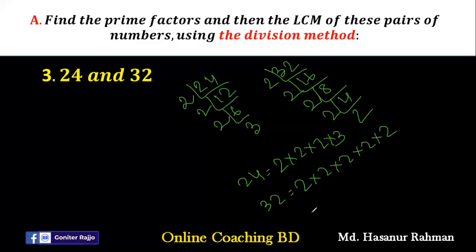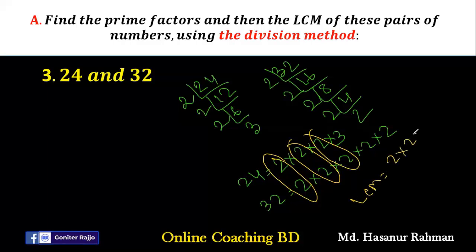Now, we have to find out the common factor. So, this 2 is common, this 2 is common, and this 2 is common. So, what will be our LCM? LCM will be, we have to write the common factors at first: 2, 2, 2. Then, the remaining factors, 3, 2, and 2. 3 multiplied by 2 multiplied by 2.